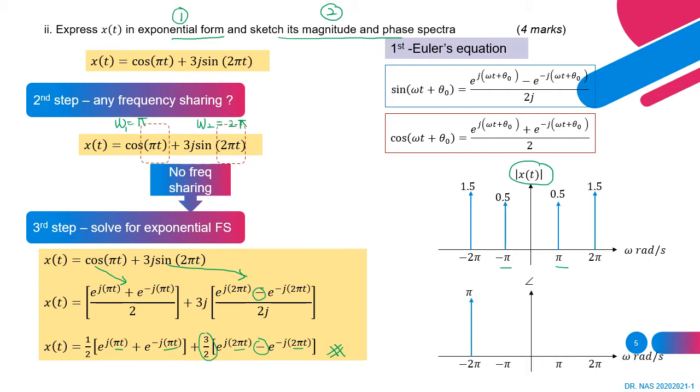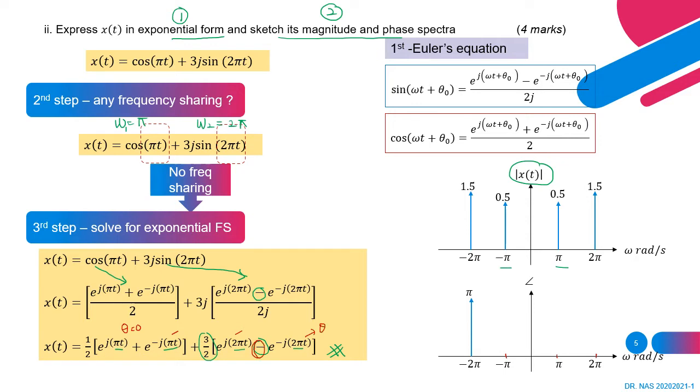Okay, next the phase. You need to check each component. The first one is at positive pi, so the theta is 0. There's no theta, so it is 0. Same goes for negative pi and also 2 pi. So all zeros here. And for the last one, there's no phase here, but you have a negative sign.